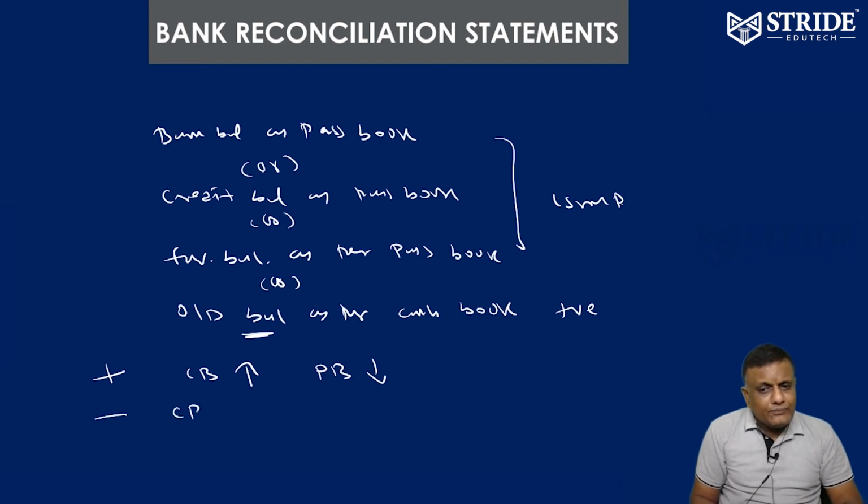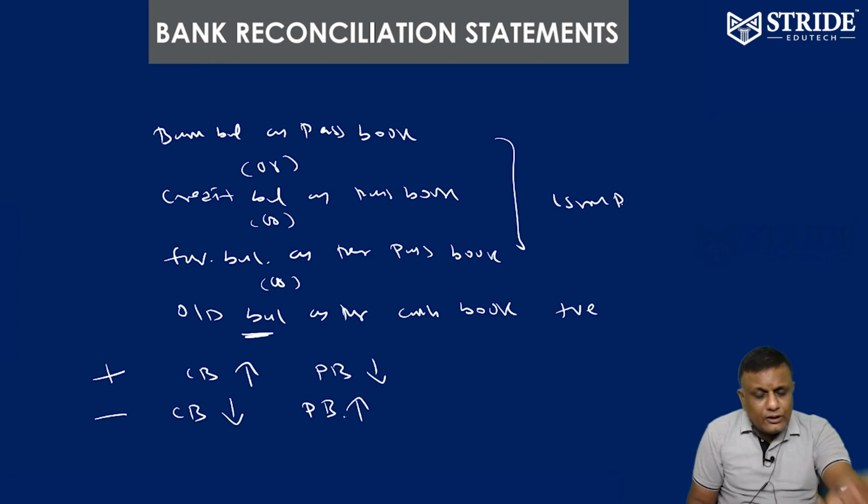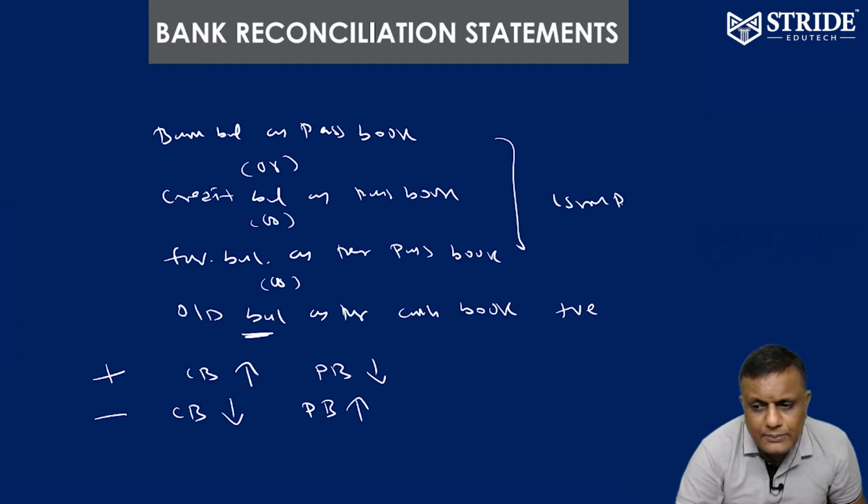Similarly, cash book down items, like cheques issued but not cleared, the cash book reduces. Similarly, passbook increased items: a customer directly deposits in your bank account, my passbook shows a higher balance. Interest credit in your bank account, passbook shows a higher balance. Rent receipt in the passbook shows a higher balance. Those items are to be subtracted.